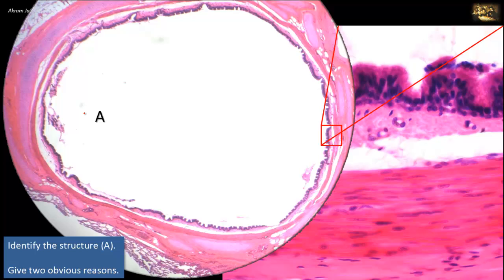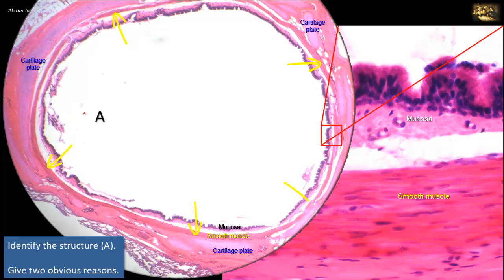Identify the structure A. Give two obvious reasons for your identification. This tube has the same general histological structure as the trachea, but the C-shaped cartilage rings are replaced by cartilage plates, which are distributed around the entire circumference of the wall. Smooth muscle fibers form a complete circumferential layer. You can see them in the magnified photomicrograph on the right, lying just underneath the mucosa. And you can follow this muscularis layer all around the circumference of the tube. These are features of a bronchus.